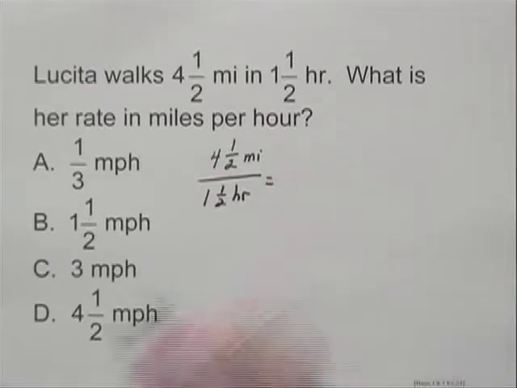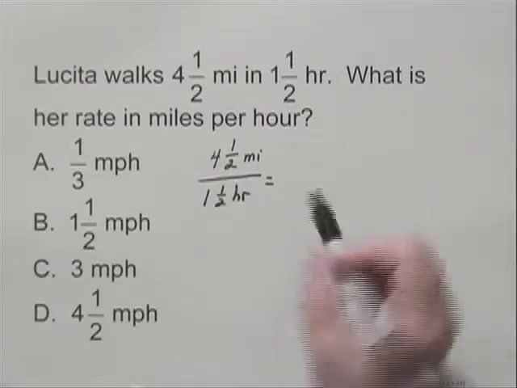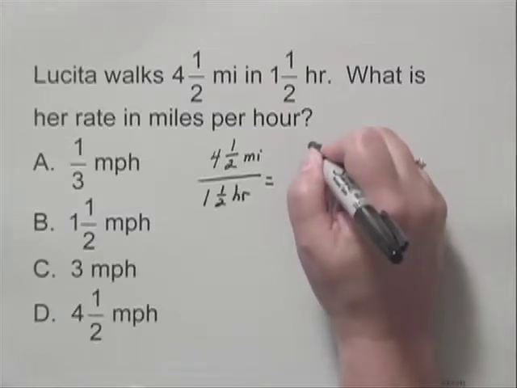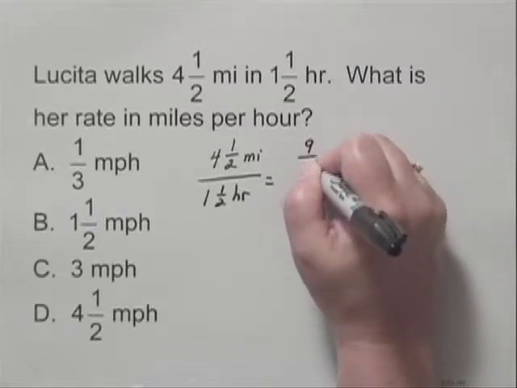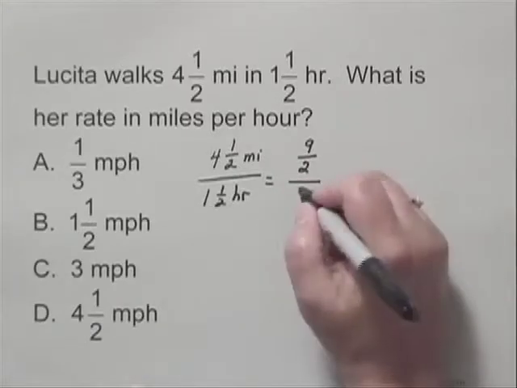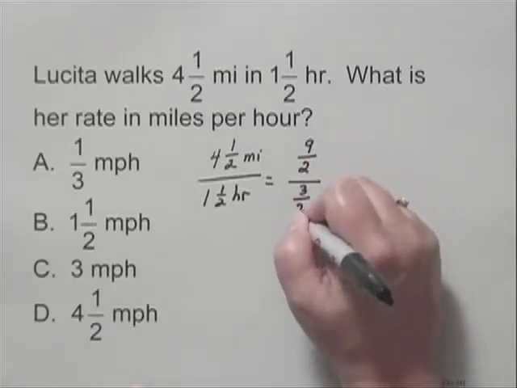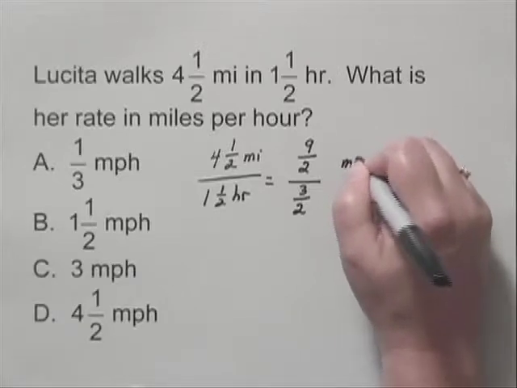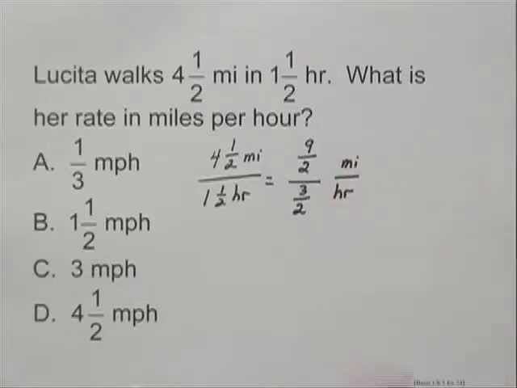And we simplify. Let's write 4.5 as a fraction. That's 9 halves. And 1.5 is 3 halves. And we have miles per hour.